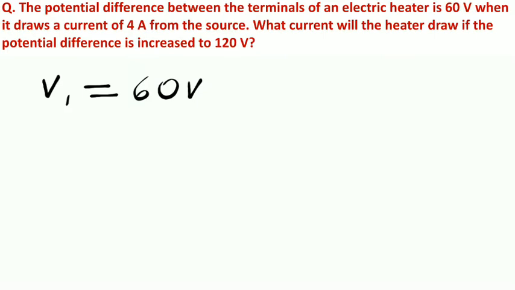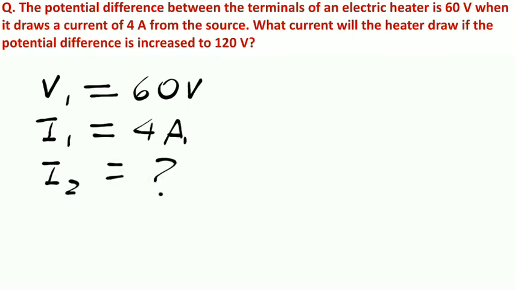And then in the first condition, it draws a current of 4 ampere. Now in the second condition, what current will the heater draw? Means in the second condition, the current we need to calculate. If the potential difference is increased to 120 volt, now the potential difference becomes 120 volt. This is the potential difference in the second condition. So we need to calculate this I2. How to calculate? Let's see.